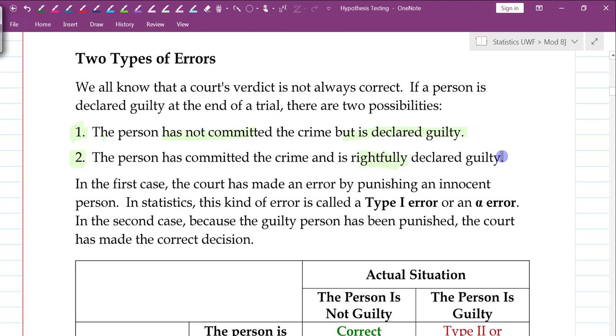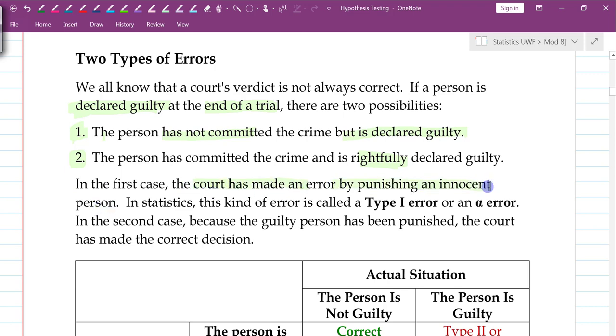Okay? So again, if at the end of the trial the person is declared guilty, either the person was declared guilty but did not commit the crime, or was declared guilty and did commit the crime. Those are the only two possibilities, right? Okay. In the first case, the court has made an error by punishing an innocent person, okay?